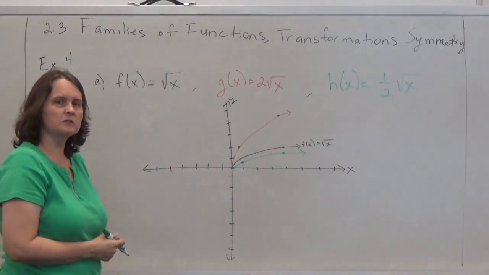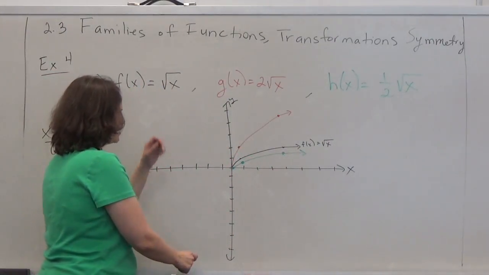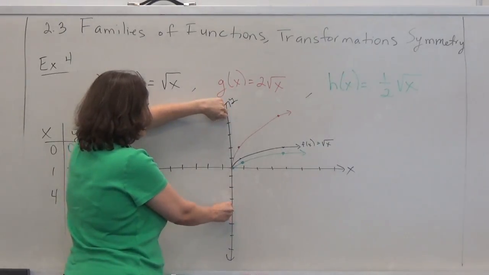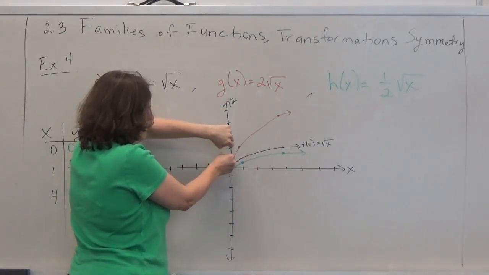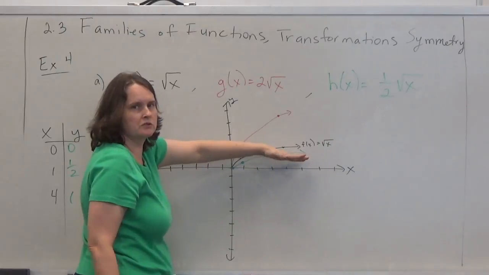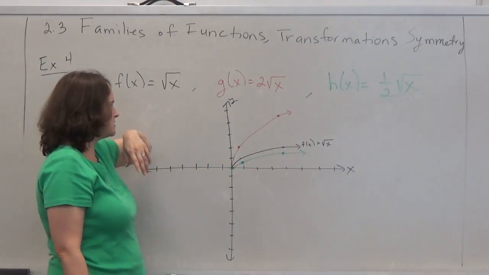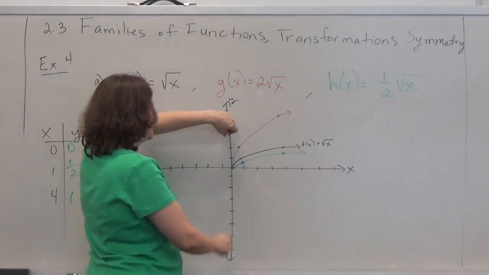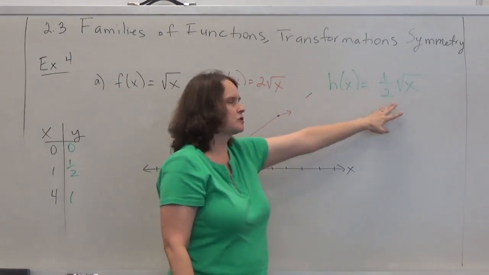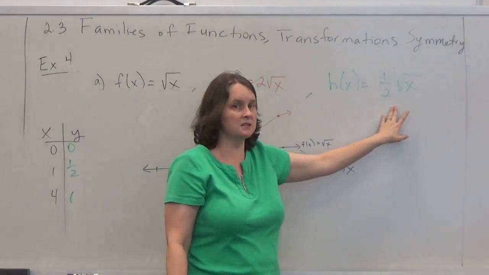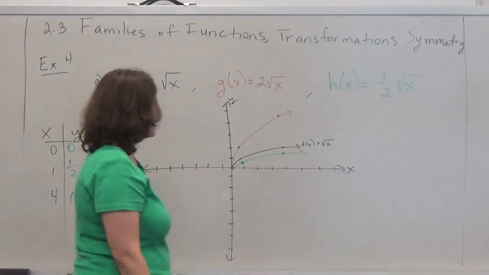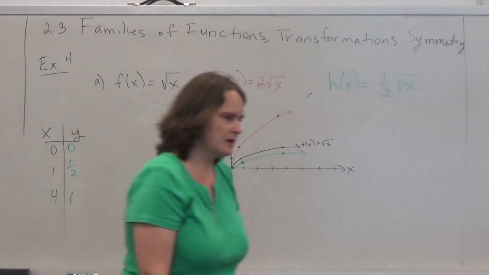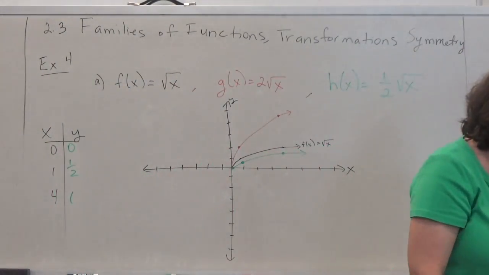All right, you can think of this one as a compression, a vertical compression. If you again grab hold of the y-axis, and this time you're going to squish it this way, it's going to flatten it out closer to the x-axis. All right, so that vertical compression occurs anytime we multiply our function by a number smaller than 1, but still positive.